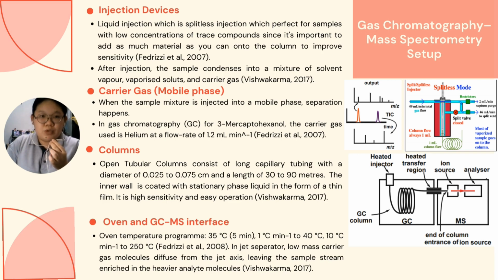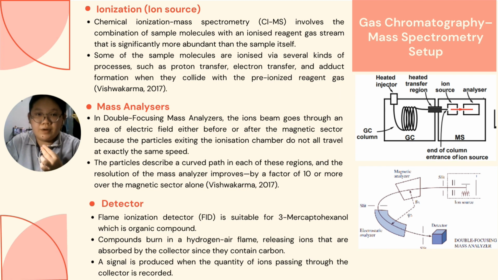In the interface, we use a jet separator to allow low mass carrier gas molecules to diffuse from the jet and leave the heavier analyte molecules. In chemical ionization, some of the sample molecules are ionized through proton transfer, electron transfer, and adduct formation when they collide with the ionized reagent gas. In double focusing mass analysis, the ion beam flows through the area of electric field because the particles exiting the ionization chamber do not all travel at the same speed.